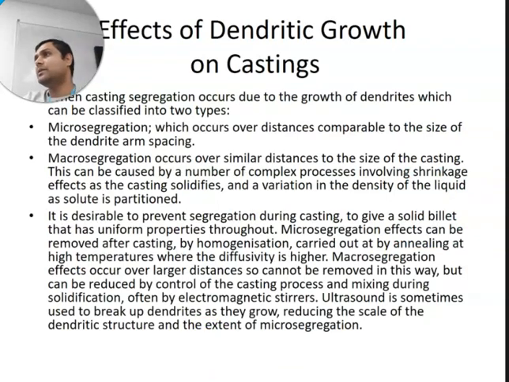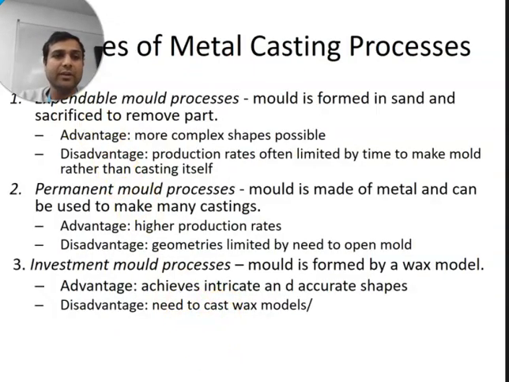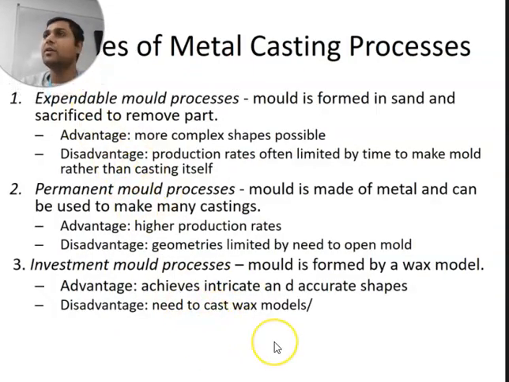We covered that one in the previous session, so I'm just going to skip that one. It's about homogenization, it's about macro segregation and micro segregation. So have a look at my previous videos, and I've explained that well. Now, then we have different types of metal casting process.